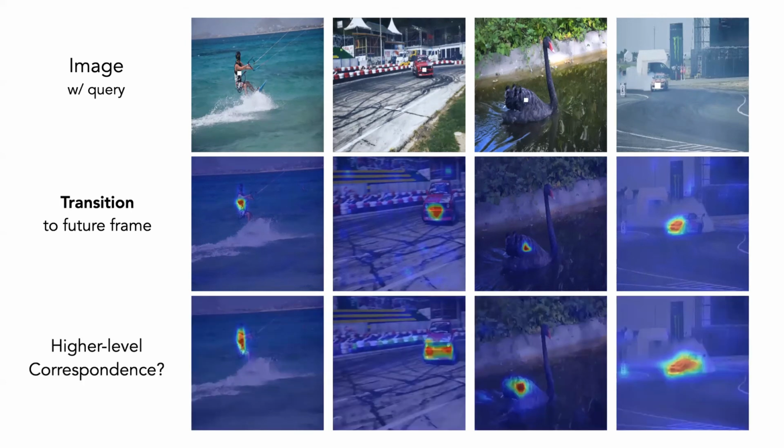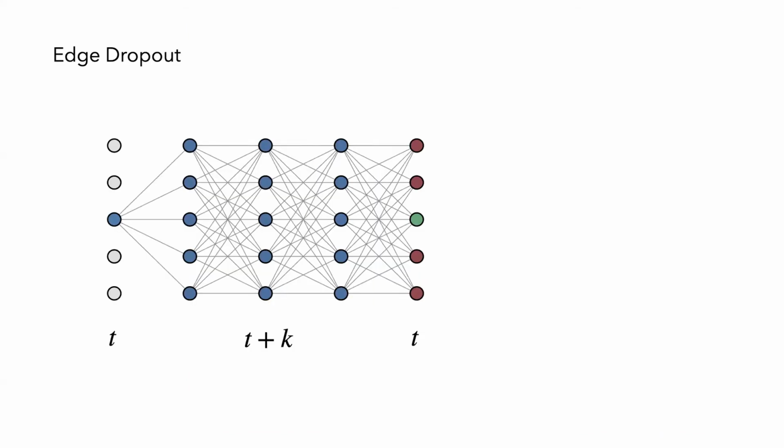But what if we want to learn some sort of higher level correspondence, maybe at the level of the parts of an object or even the object itself? We can get at this idea of learning multiple scales of correspondence with an idea that we call edge dropout. In edge dropout, at training time, we simply randomly drop edges from the graph.